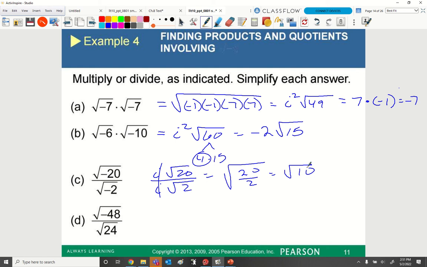And this next one, take out that i, you get i, and then a big radical, 48 over 24. But what is 48 over 24? 2, isn't it? So I just get i radical 2, because there's nothing left on the inside that will factor out.